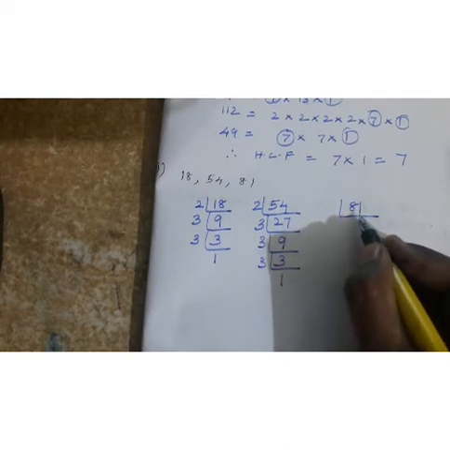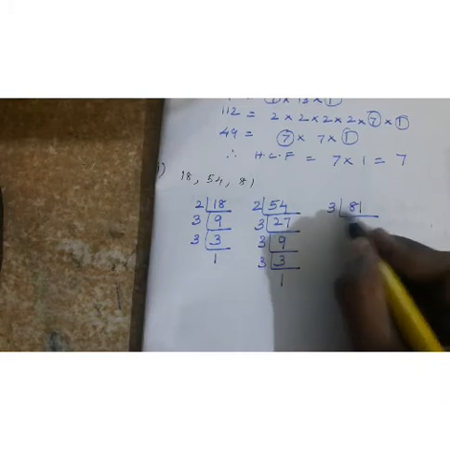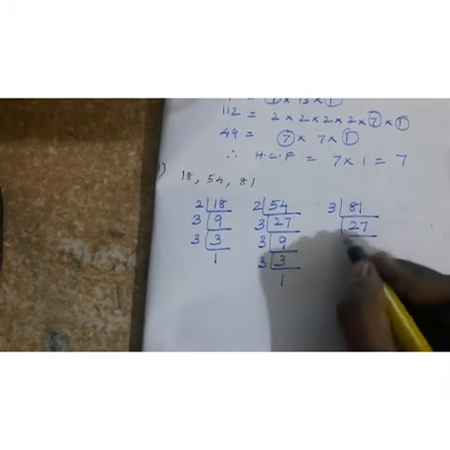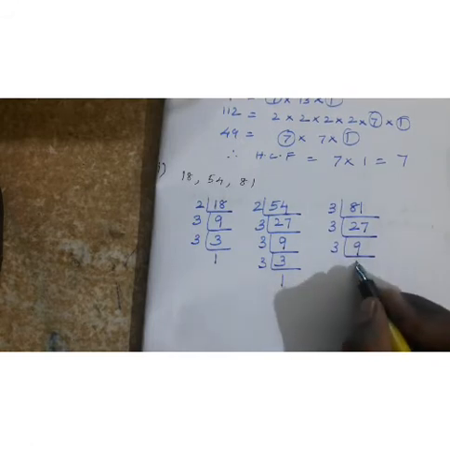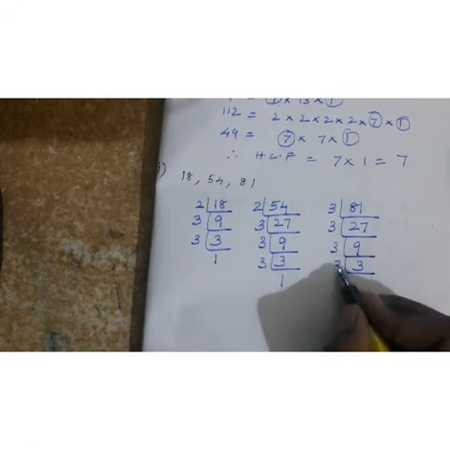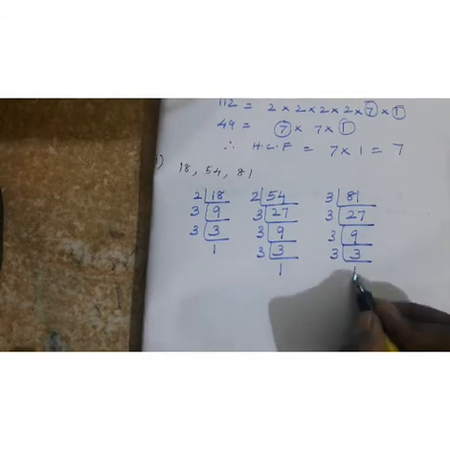81 is not divisible by 2. So take the next prime number 3. 81 divided by 3 gives 27. 27 divided by 3 gives 9. 9 divided by 3 gives 3. 3 is the prime number which divides by itself. 3 divided by 3 gives 1.